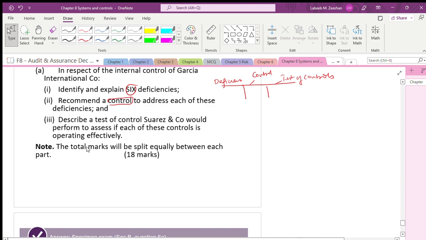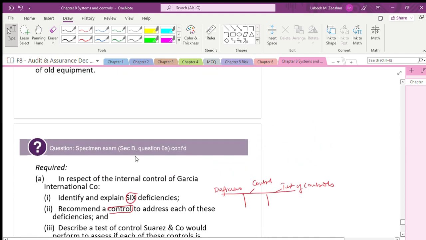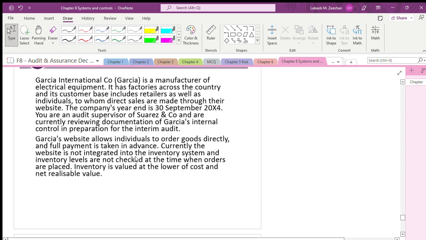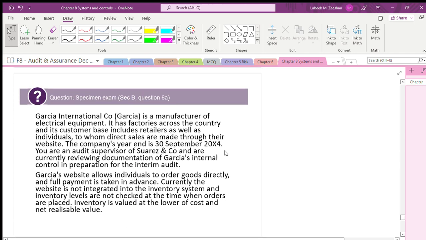Fine. What we do, they gave you the 6 deficiencies, 6 controls, 6 tests of controls. It is 18 marks. Now we will focus on this only. Gracia International is a manufacturer of electric equipment. First paragraph, don't skip. You don't have any answer in the first paragraph, take my word. But the first paragraph gives you the introduction about the entity. You will not find anything in the first paragraph, but you should not say that the first paragraph is not important.